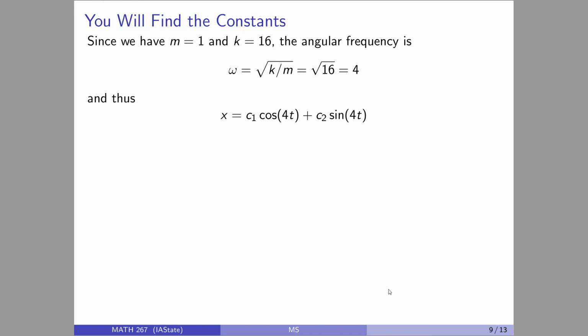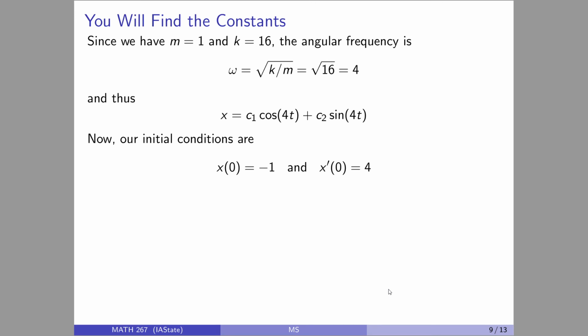So the general solution then is C1 cosine 4t plus C2 sine 4t. So we've got one of the numbers down, the angular frequency, but we now need to figure out the amplitude and the phase angle. And that's where the initial conditions are going to come in.